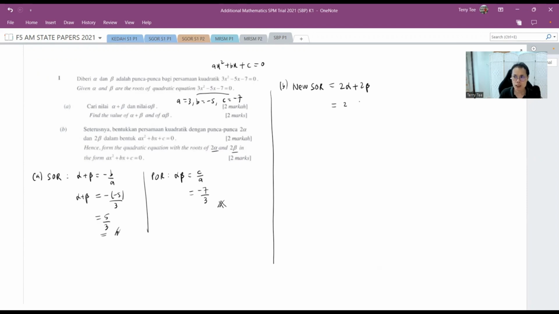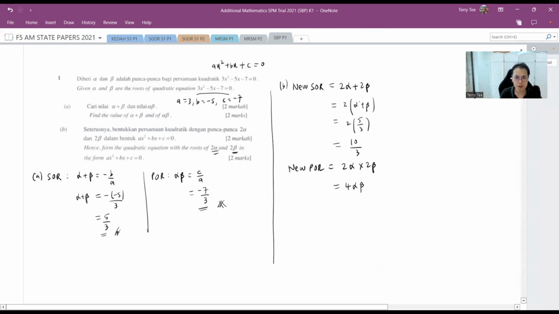So you're going to take out the 2, factorize it, you're left with alpha plus beta here. And my alpha plus beta is now 5 over 3. When you multiply together, you get 10 over 3. Whereas my new POR will be 2 alpha times 2 beta. Since your roots are 2 alpha, 2 beta, POR means product of roots. We multiply together, you get 4 alpha beta. And my alpha beta is already given here as -7 over 3. So we're going to sub inside, and you will get -28 over 3.